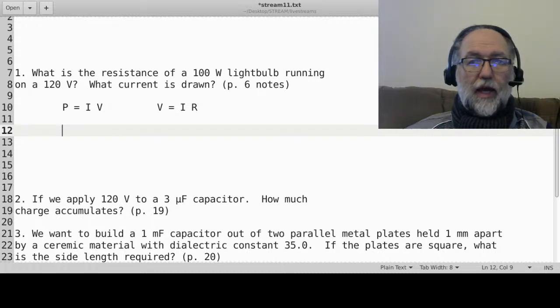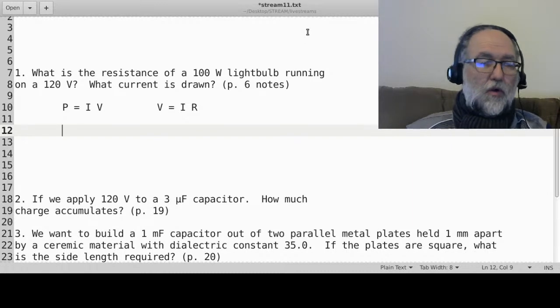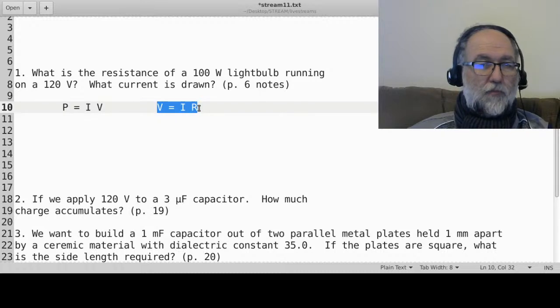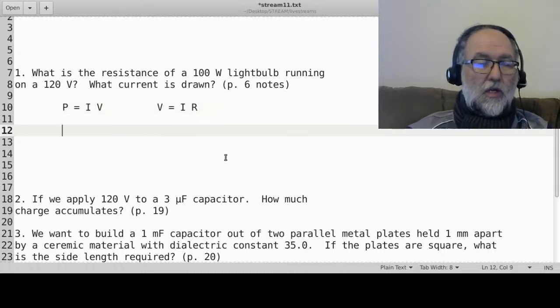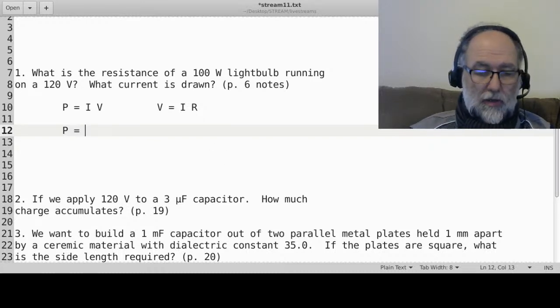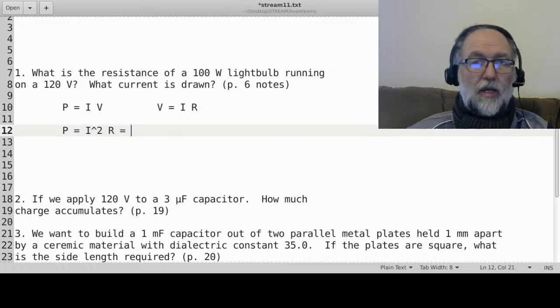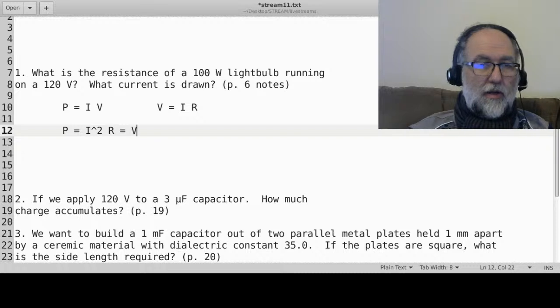If you take a look at page 6 of the notes, you'll see there are a couple of variations on this formula. Yes, I have them on page 6. You can write this by using the two together, and you can eliminate either I or V. So you could write P is equal to I squared times R, or the other one is V squared divided by R.